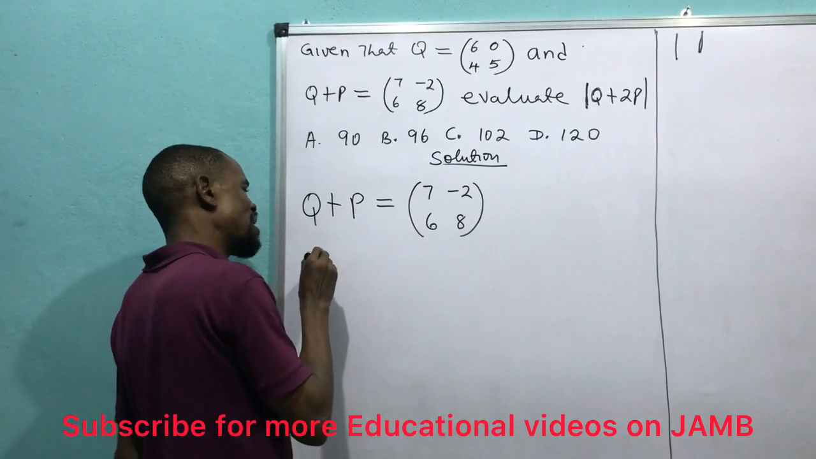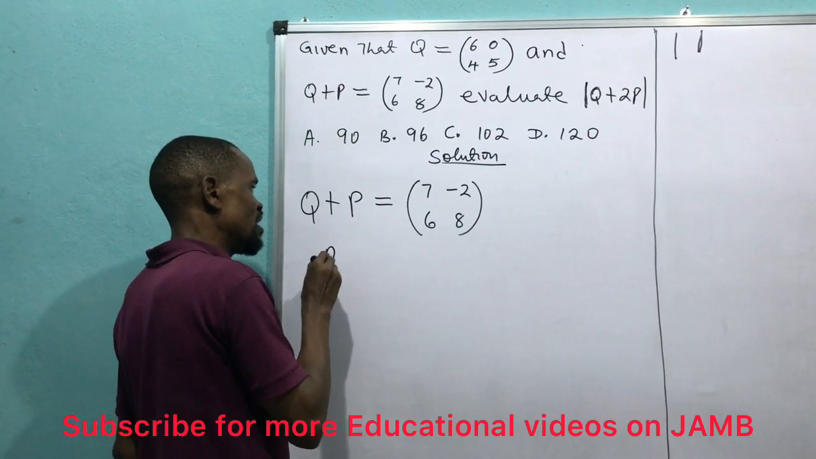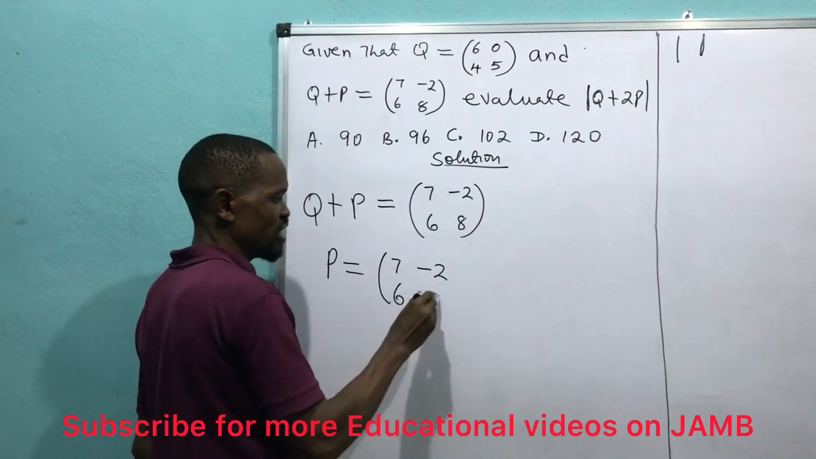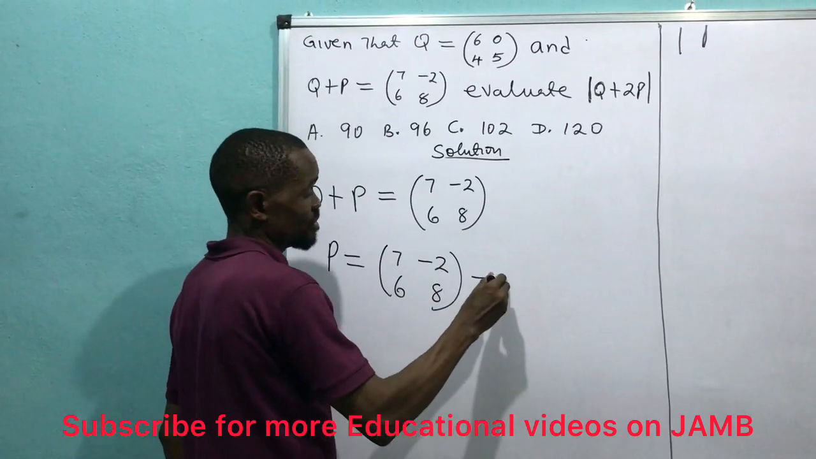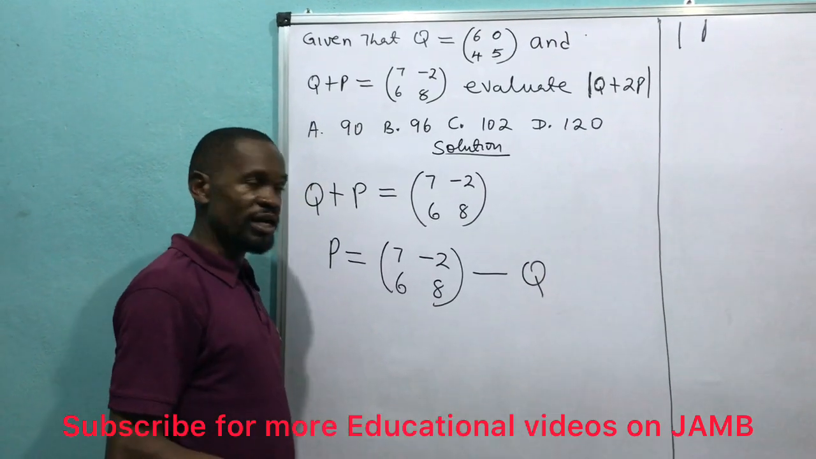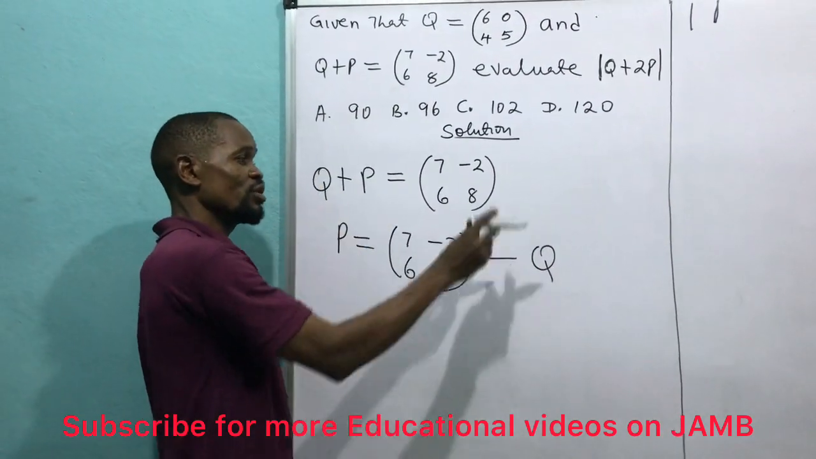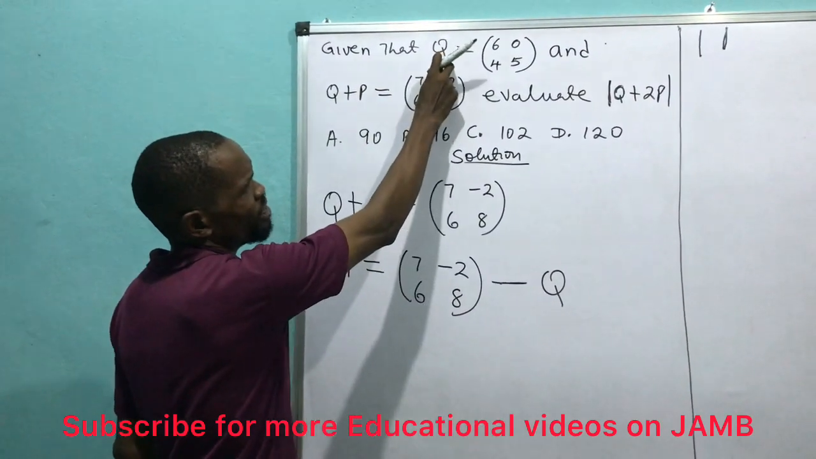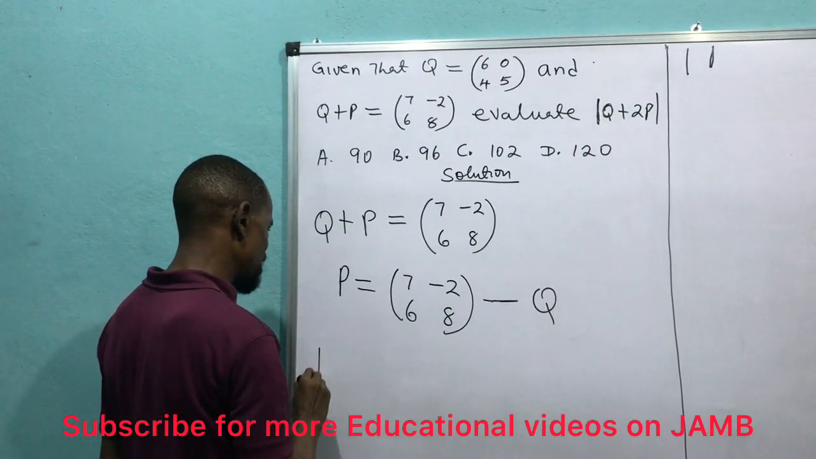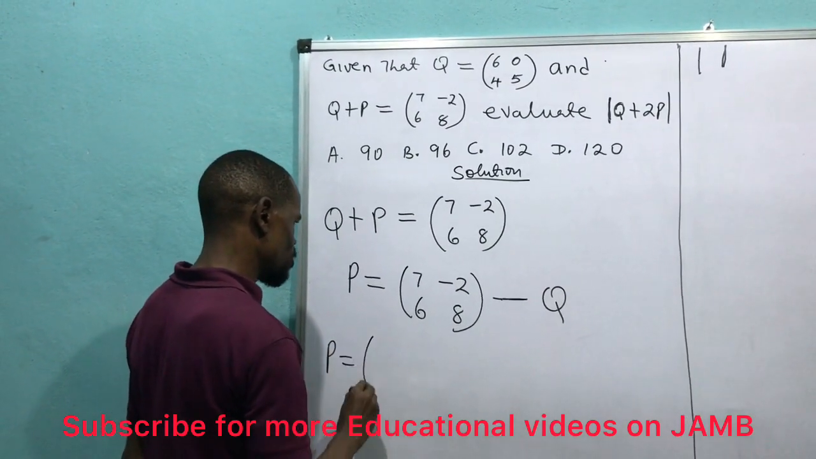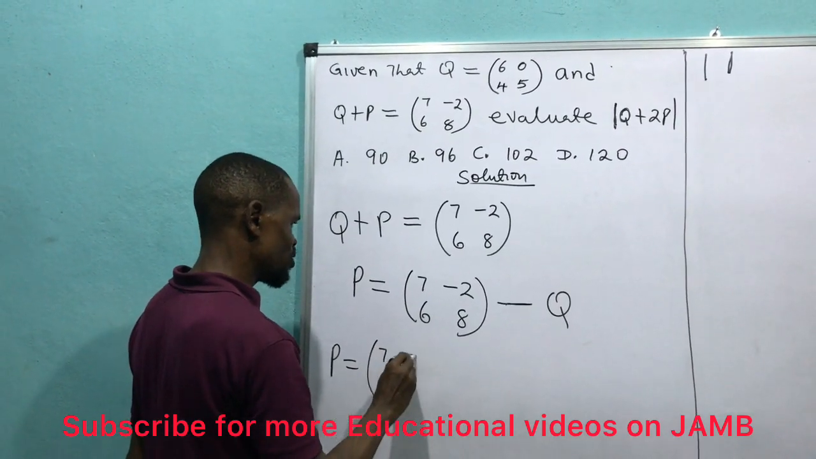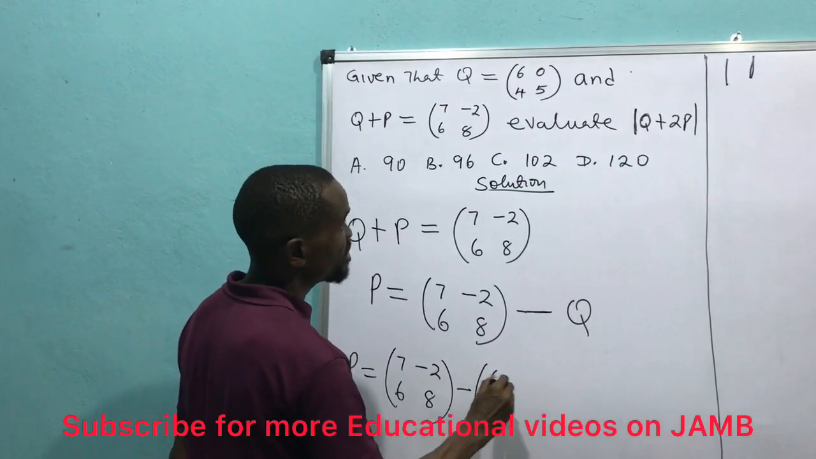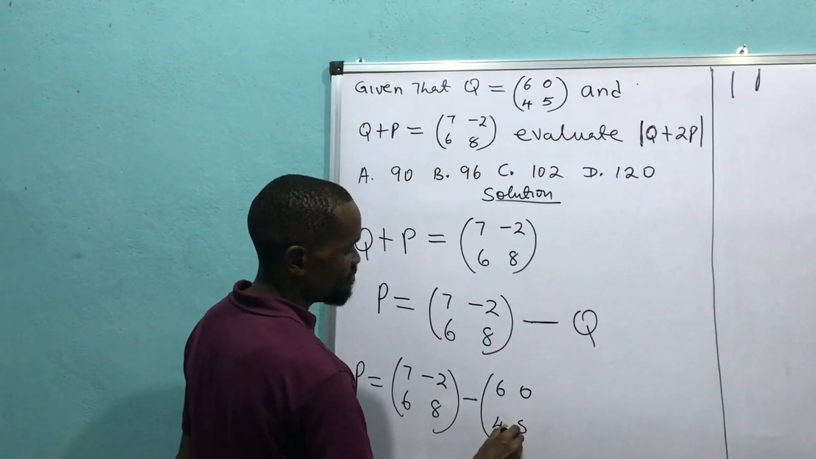This implies that my P is equal to 7 minus 2, 6, 8 minus Q, making P the subject of the formula. But I know my Q, look at the Q they gave me. The matrix of P is equal to 7 6 minus 2 8, then minus my Q, which is 6 0 4 5.